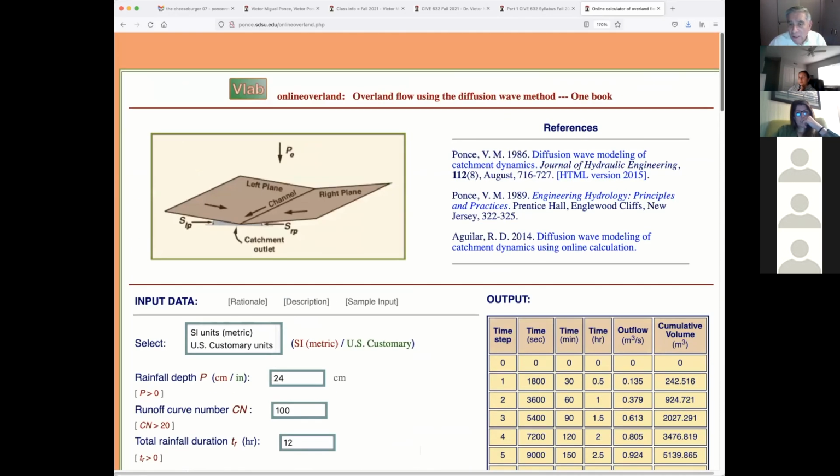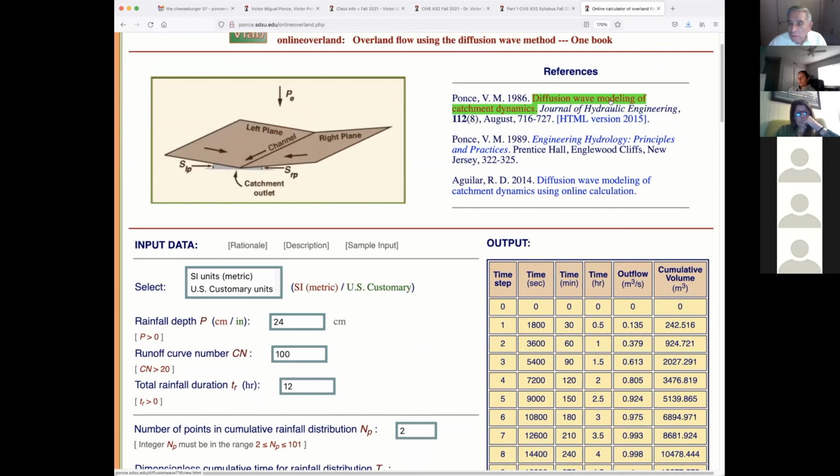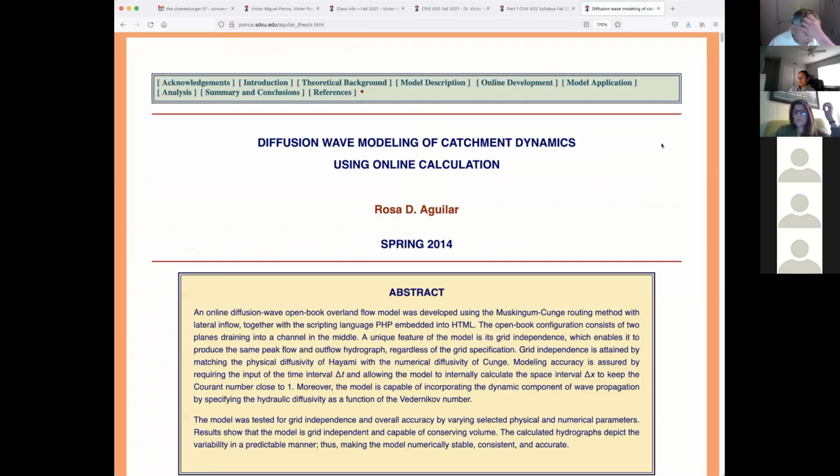So we have in here the paper, the original paper, Diffusion Wave Modeling of Catchment Dynamics. We already have seen it. Engineering Hydrology Principles and Practices. In my book, published in 1989, I wrote a complete section on this stuff, on the small catchment hydrology part, chapter 4. So now I'm going to show you or get into the thesis by Rosa. We call it Diffusion Wave Modeling of Catchment Dynamics, the same paper title, but using online calculation.